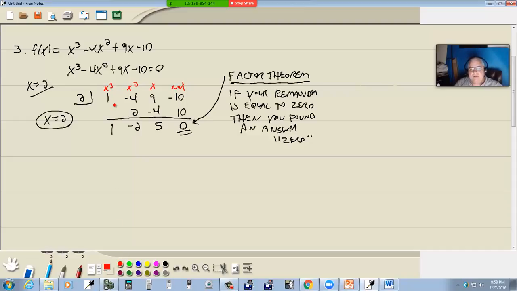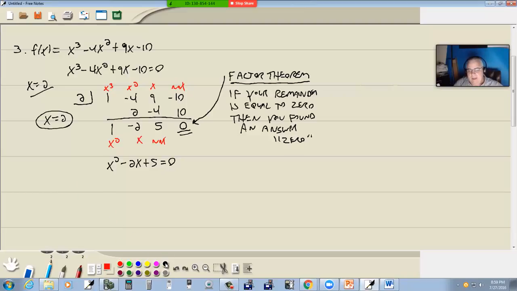Well, this is x to the third. We're now down to x squared. This is x, and this is no x. So if I write down what I have left, I have x squared minus 2x plus 5 is equal to 0. Why do I set it equal to 0? We're finding zeros. Anytime you're finding zeros, you're constantly setting it equal to 0. Now this is not factorable, but I can use the quadratic formula.